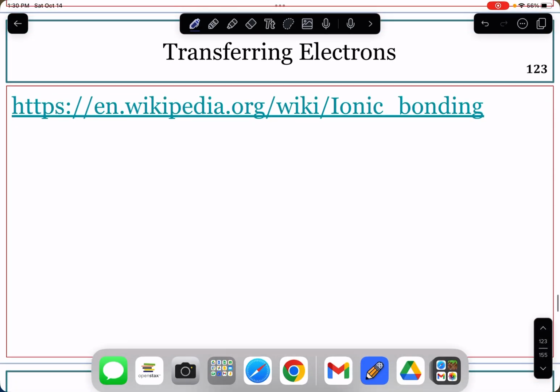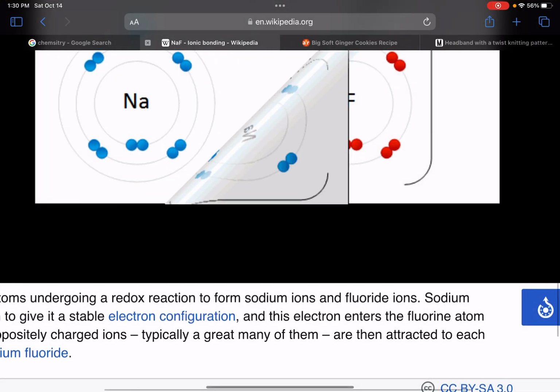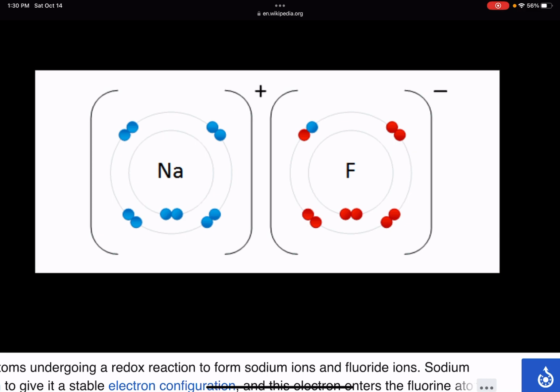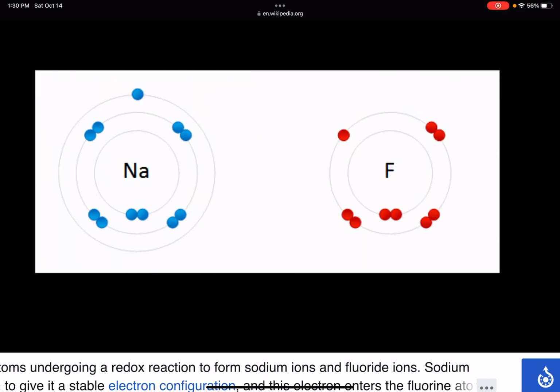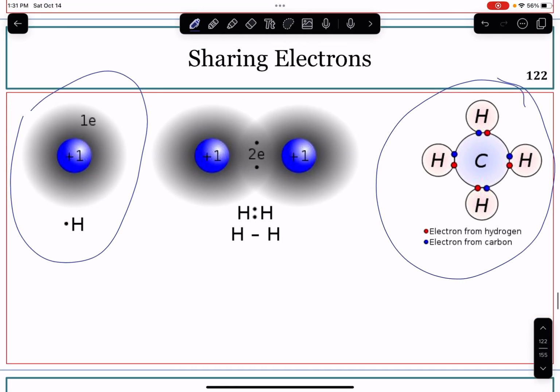Let's go ahead and look at a picture of what it looks like to transfer electrons in ionic compounds. Here we have a sodium atom transferring an electron over to the fluorine atom. That gives sodium a positive charge and fluorine a negative charge, and they stick together because of their positive and negative attractions. That is what is meant by transferring electrons. In the covalent compounds here, the atoms are sharing electrons where the electrons sit in the overlap of the electron clouds.